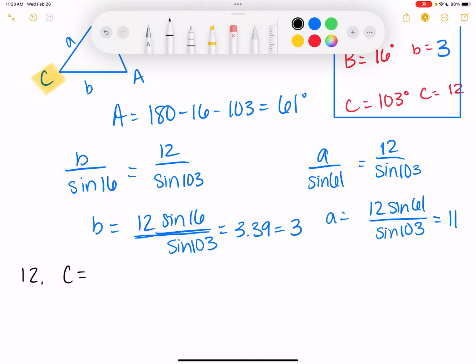Hold on. I'm going to go back and do 10 because there's only a couple of these in here. So 10: angle A is 49 degrees. Side A is 32 and side B is 28.